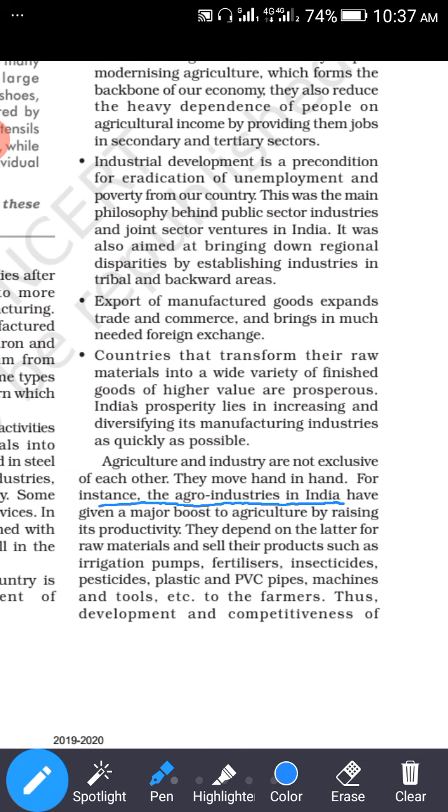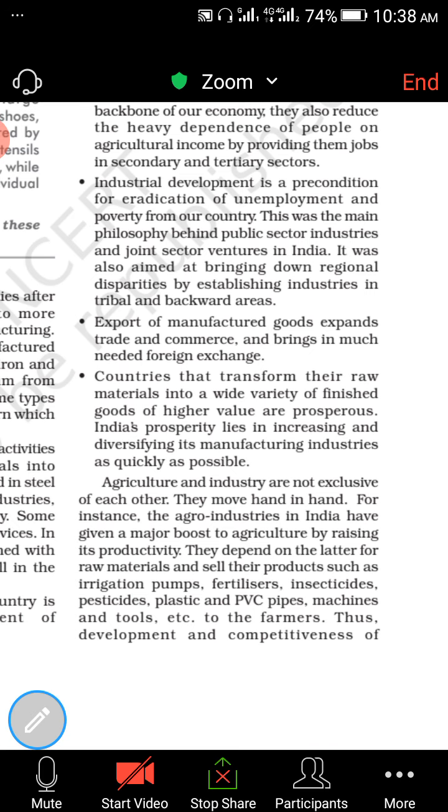But another thing you have to know: in agriculture, what things do we need? We need irrigation facilities, pumps for irrigation, fertilizers, insecticides, pesticides, plastic and PVC pipes. All these machines and tools are needed in agriculture, and they are provided by the manufacturing industry. So we can say easily that agriculture and industries move hand in hand. This is the important thing you have to know.